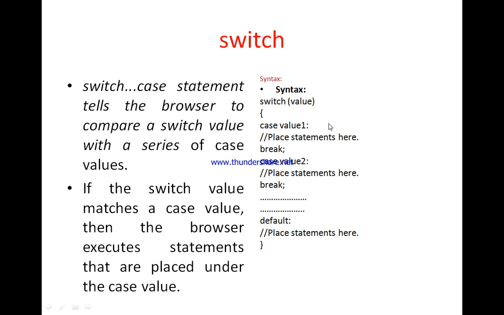Here is the switch value, and then value 1, value 2, and so on are the case values. When the switch value matches a case value, the browser executes the statements placed under that case value. For example, suppose the switch value matches case value 1, then it executes the statements placed here; this statement block will be executed. Suppose it does not match value 1, then the switch value is compared with case value 2. If it matches, then this part is executed, and due to the break statement it goes directly outside.